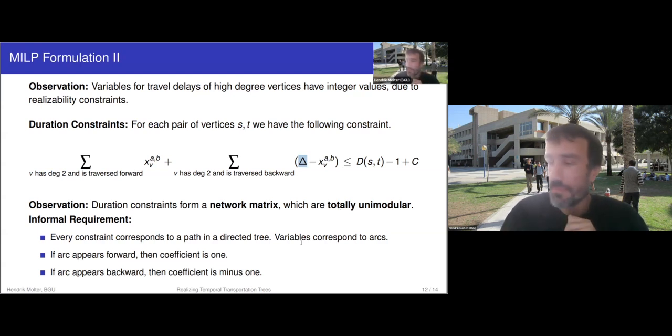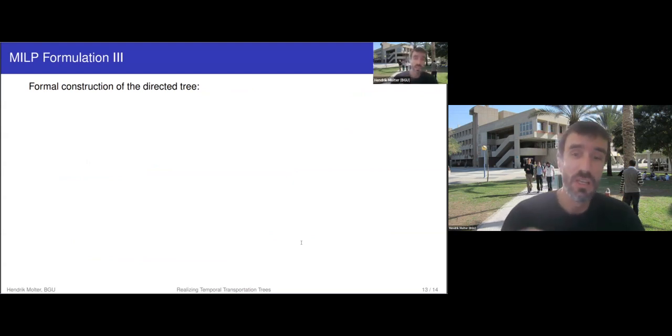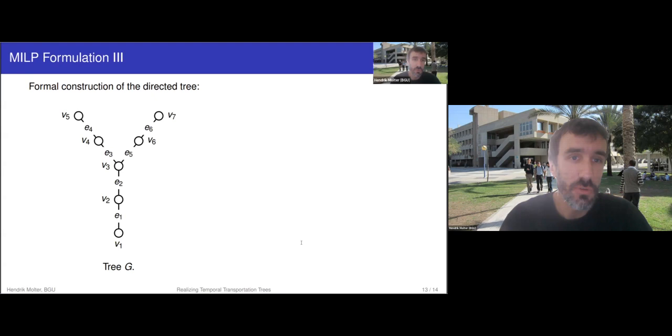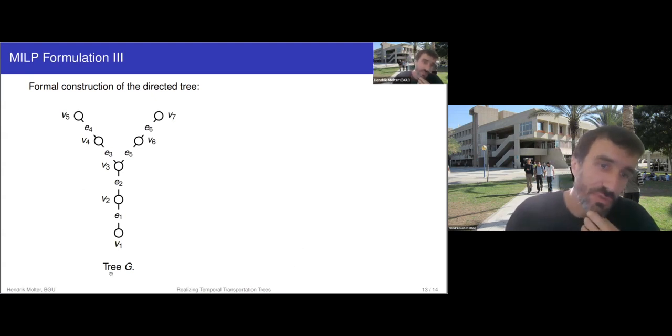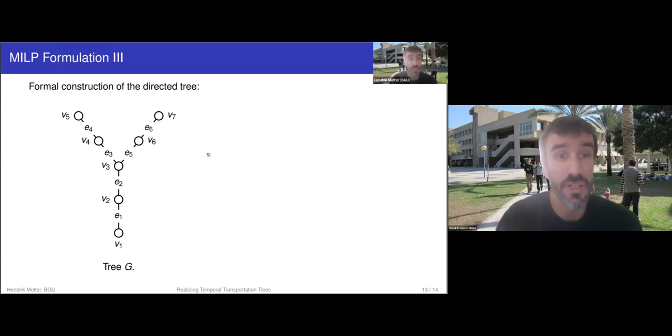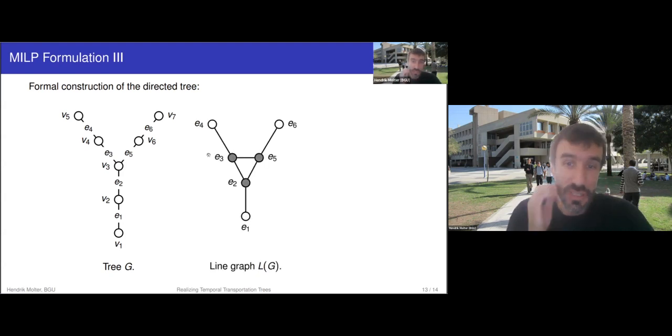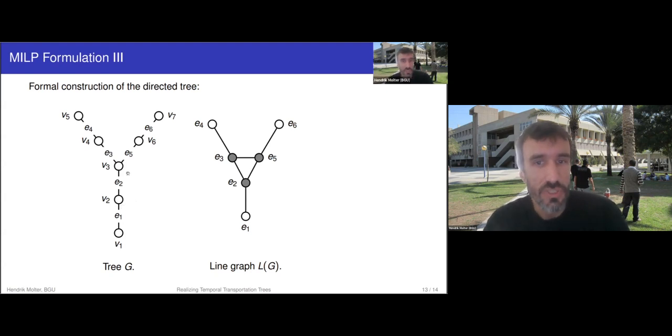And to close this out a little bit more formally, how do we construct this directed tree to formally prove that what we constructed is actually a network matrix? So assume this is the tree that is part of our input. It's a little bit cluttered, but I essentially just numbered the vertices and the edges. And I assume that this numbering of the vertices is also the ordering that I'm using to create those variables. And what I can do is I can take the line graph of this tree, which has a vertex for each edge here, and two vertices are incident if the edges share a common endpoint.